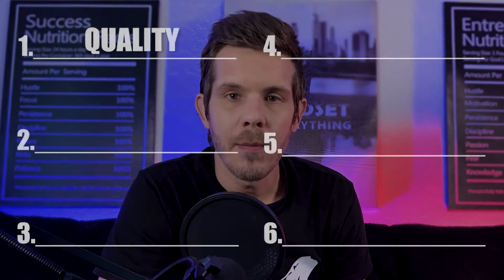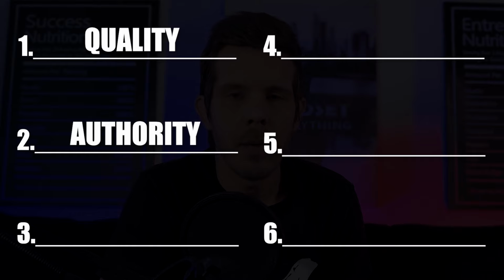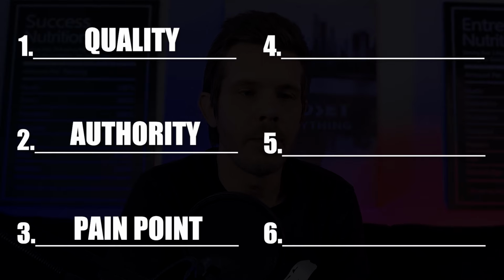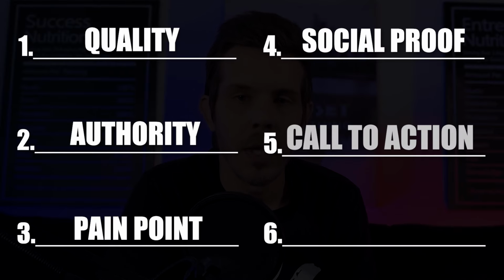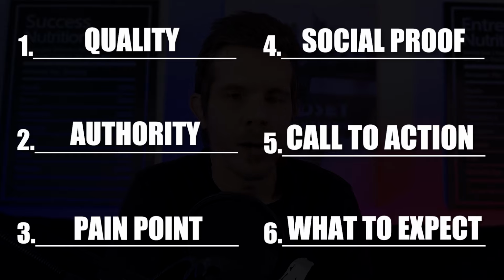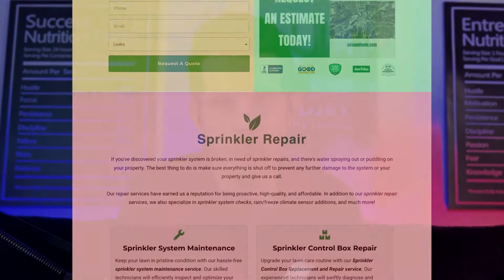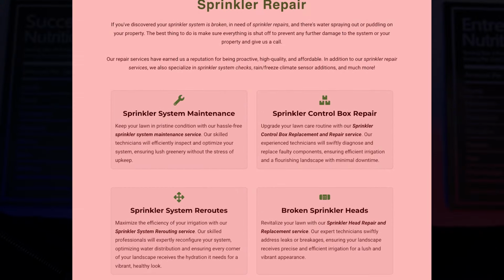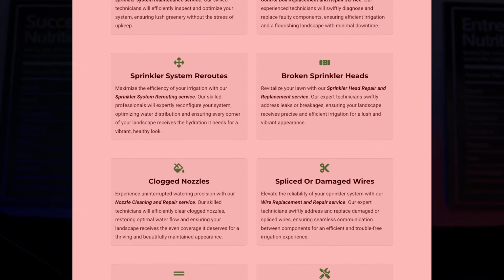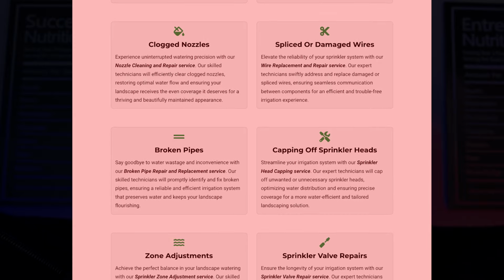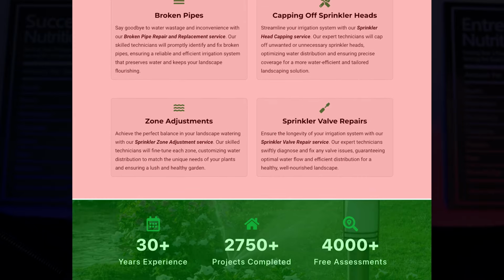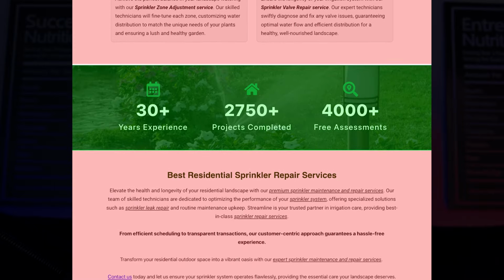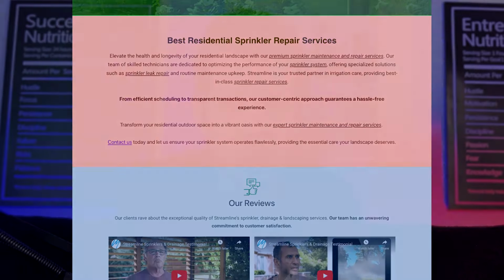The other 5 pieces are going to be authority, pain point, social proof, call to action, and what to expect. And I'll walk through all of those remaining categories as I go. And I've broken up the landing page and color coordinated everything to show you exactly how I've laid everything out. And I've given a diagram as well of how I've structured everything. You can download that in a link below if you'd like to.